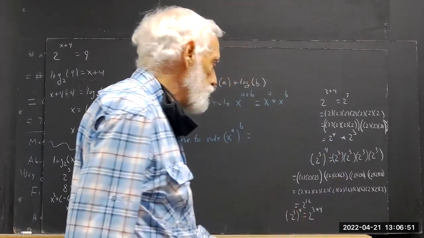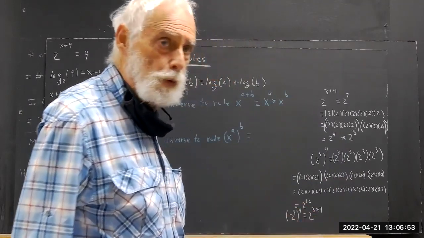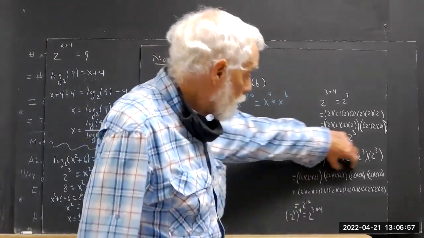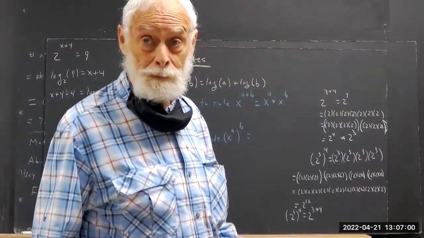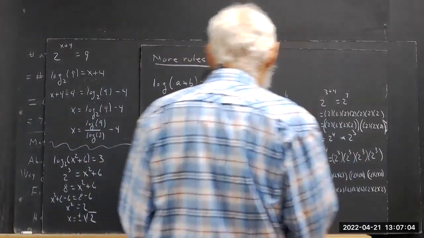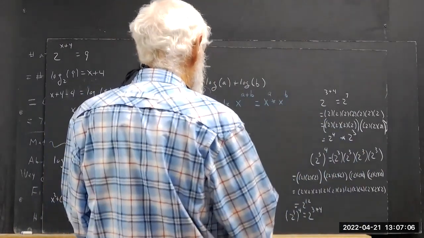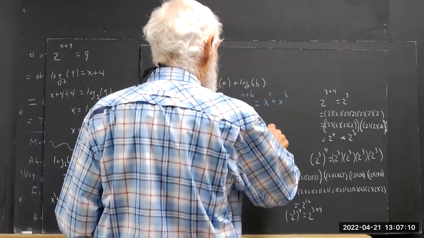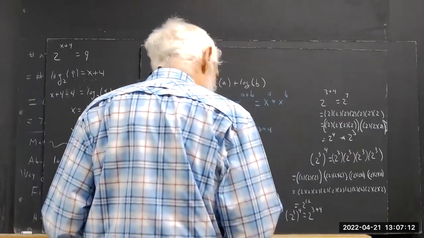Two to the 3rd raised to the 4th is 2 to the 3 times 4. Why is it 3 times 4? Because we've got 4 groups of 3. And if you write it out this way, it becomes clear why the rule is what it is. That's x to the 3 times 4. X to the a times b.